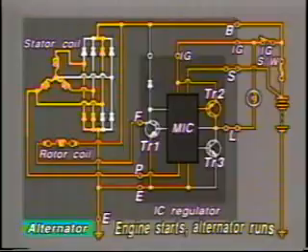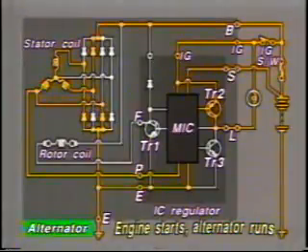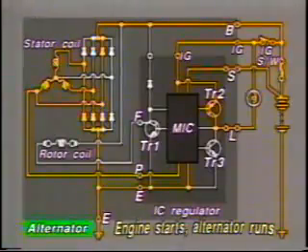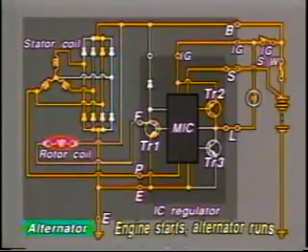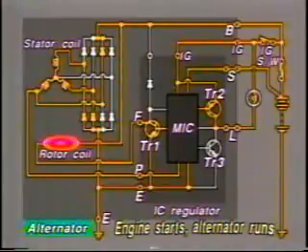Consequently, the current to the rotor coil is cut off and the voltage at terminal S falls below the standard value. In other words, the voltage of the generated current drops. On sensing this, the MIC turns transistor TR1 on again, allowing currents to pass through the rotor coil. In this way, the generated voltage is kept at a uniform level by the intermittent sending of current to the rotor coil by transistor TR1.